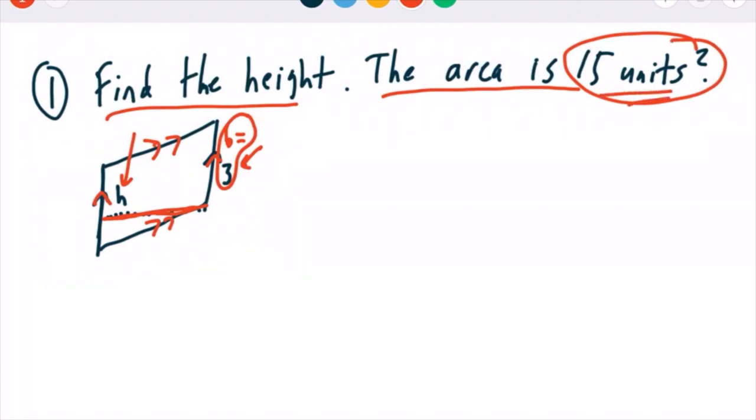Let's just start with the formula here and see what happens. Area equals base times height. And let's plug in some stuff. The area is 15. Let's put a 15 in for A. And the base we do know. The base is 3. And the height, that's what we're looking for. So let's just represent it with an H.